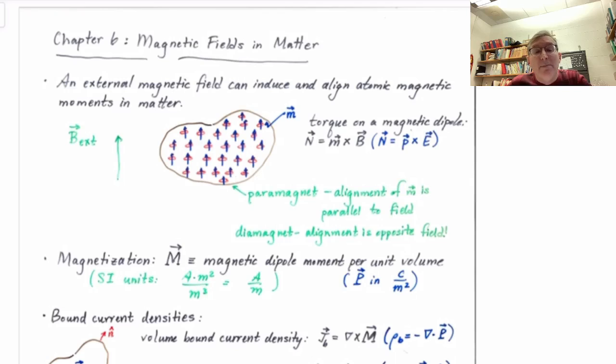The way this happens in a paramagnet is the magnetic dipole moment, little m, experiences a torque from the external magnetic field. And the formula for that torque is N arrow equals m arrow cross B arrow. Note the electrical version of that, which we studied in Chapter 4. If you have an electric dipole moment, p arrow, in an external electric field, E, you get a torque p cross E. Well, here we have the magnetic version. The magnetic torque is m cross B.